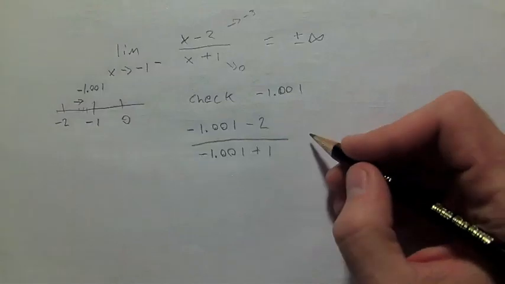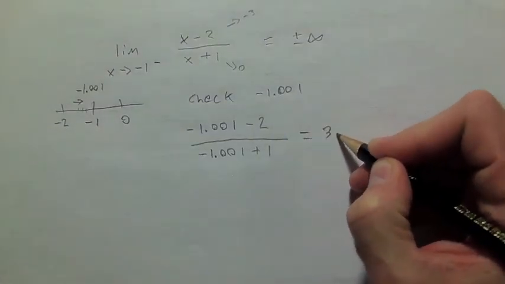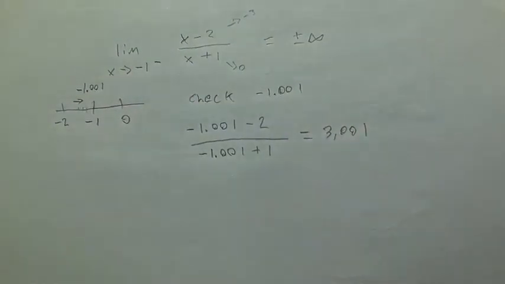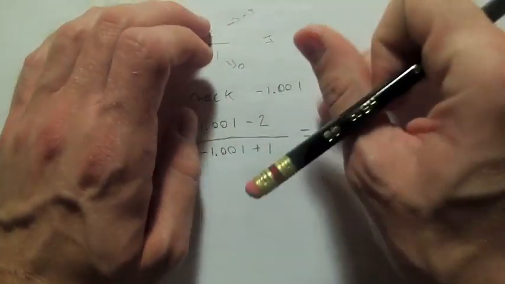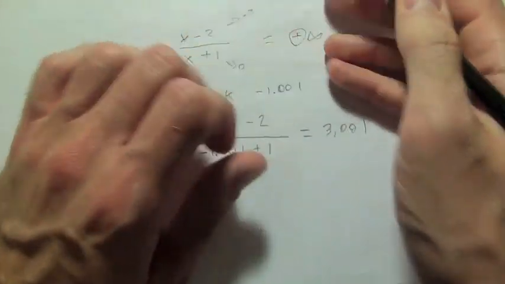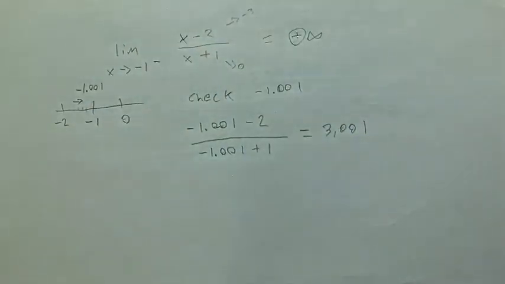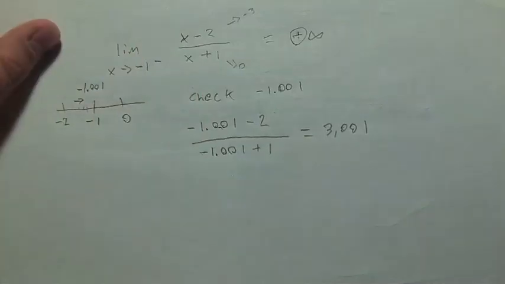Okay, and I got that that is 3,001. Okay. Meaning that we get positive. Right, so this limit is going to positive infinity.